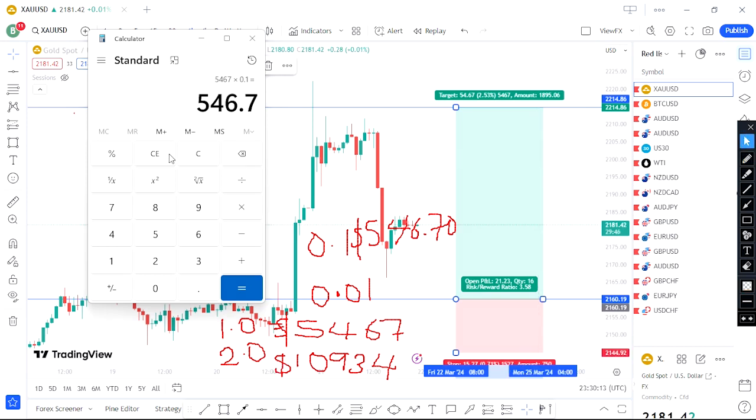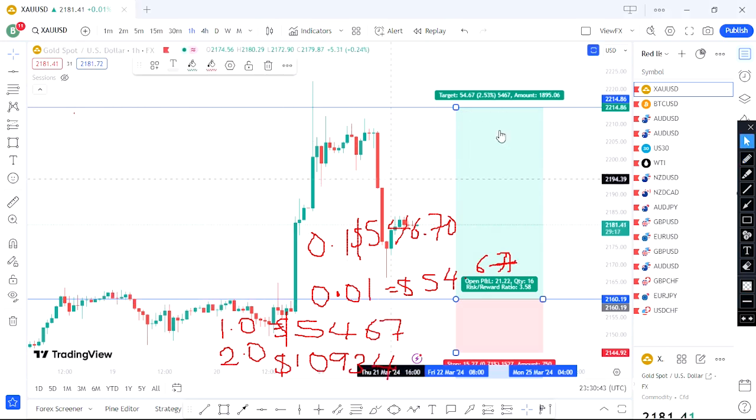And finally, if we have 5467 multiplied by this micro lot, 0.01, that will give us $54.67. So these are the implications of using different lot sizes on 5,467 pips on gold. Hope you understand this explanation.